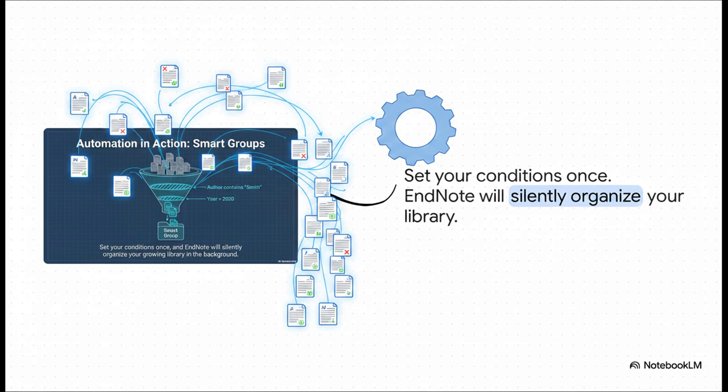You just set up the rules for a smart group one time. So for example, you say, I want a group for every paper by the author Smith that was published after 2020. And that's it. From now on, every time you add a new reference, EndNote acts like this funnel. It silently checks if it meets your criteria, and if it does, it just drops it right into the correct group. It's like having a research assistant working for you 24/7.